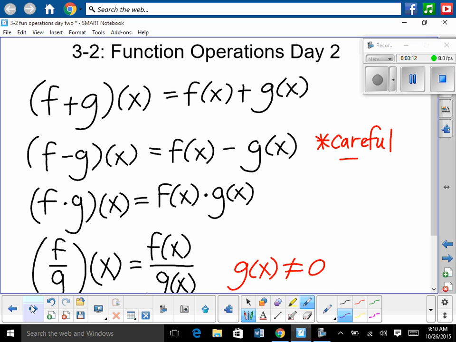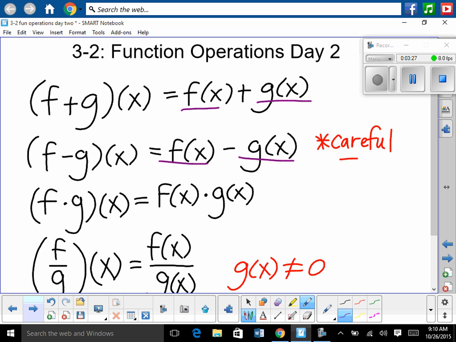So we learned notation last time. We can do f plus g of x, and we know we can just split that up and rewrite it as f of x plus g of x. Then we have f minus g of x, which we can just split up and say f of x minus g of x. Now this is the one that you're still missing.